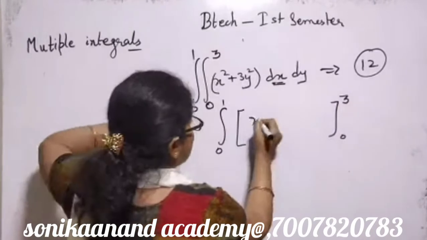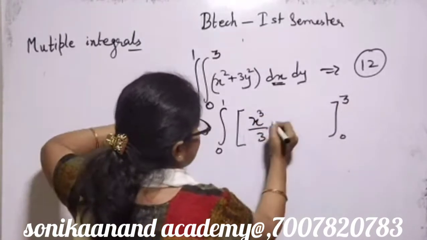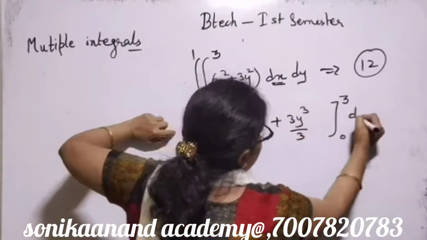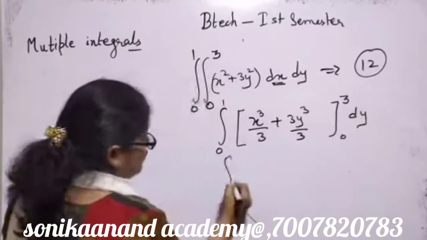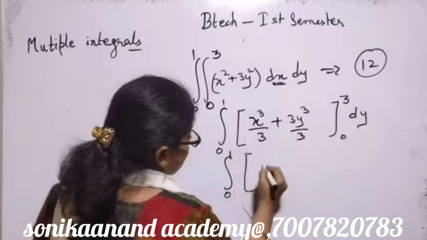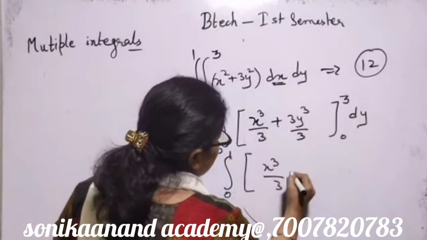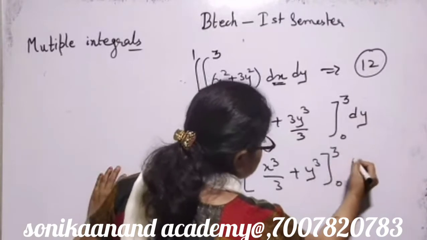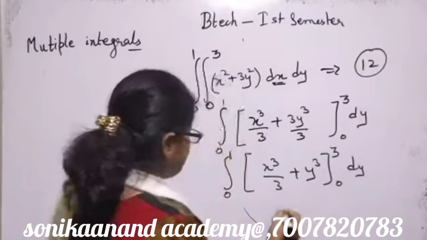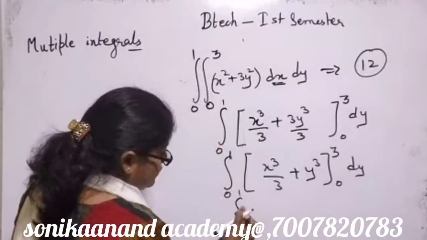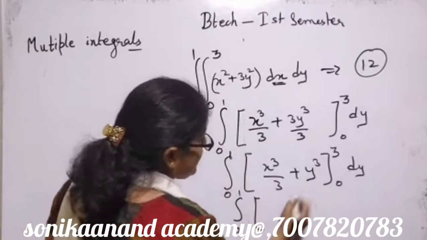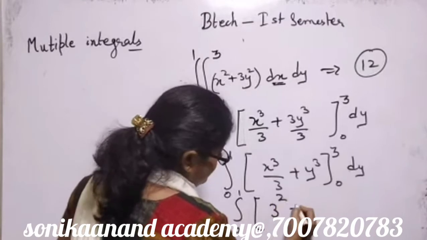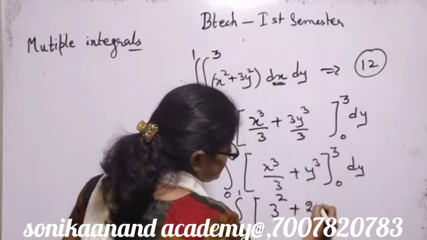That is, x square means x cube over 3, then 3y cube over 3. And integrating dy, what we are left with over here is x cube over 3 plus y cube. Now substitute different values in the given equation. When we substitute 3 over here, the 3 gets cancelled, it is 3 square. And here we have 27.